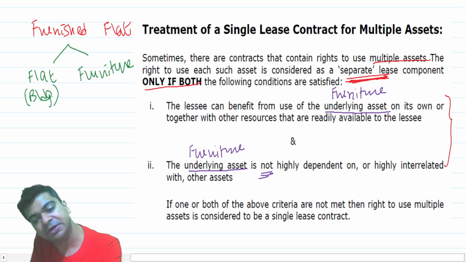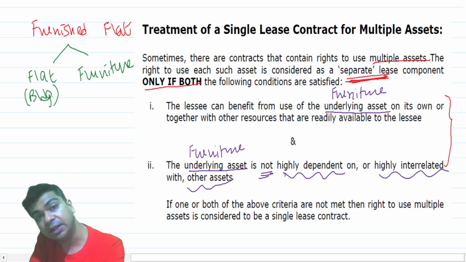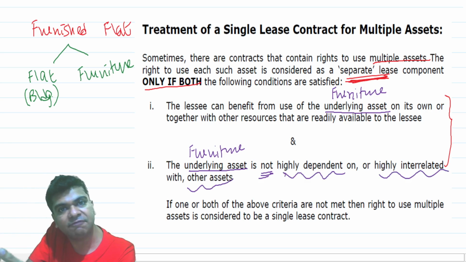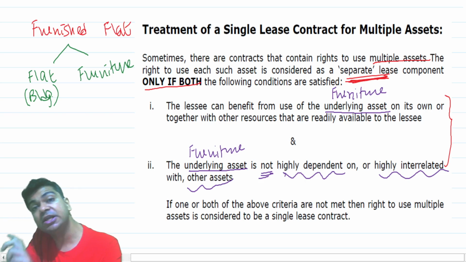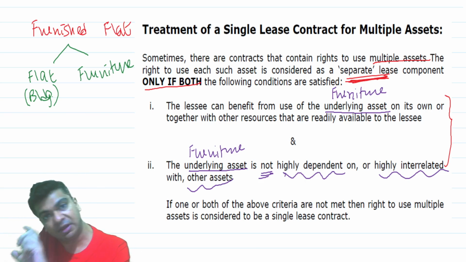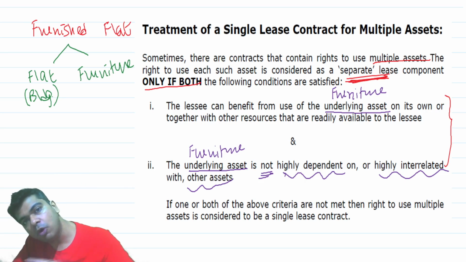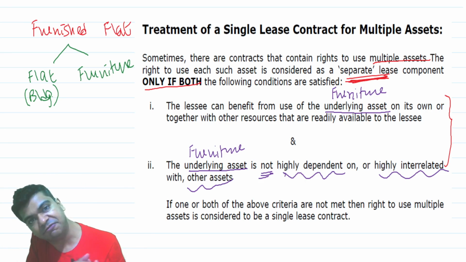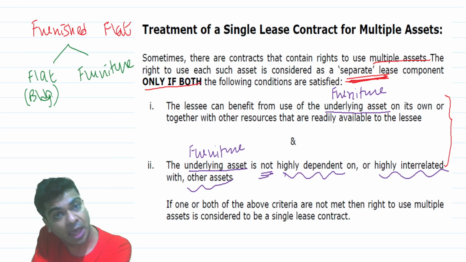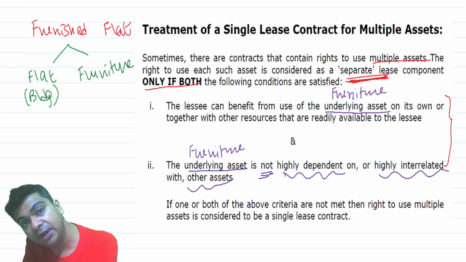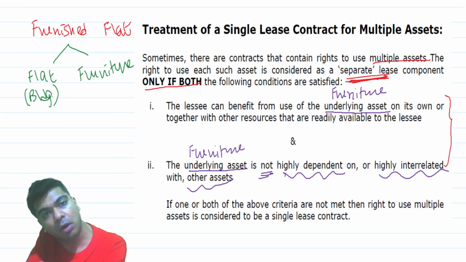But the fact of the matter is that the furniture is highly dependent or highly interrelated with other assets. With other assets, we mean the flat over here. Furniture makes sense only when it is available within the four walls of the flat. Otherwise, that furniture is not making any sense. I will not pay separate money for furniture if I am not getting a flat along with it.